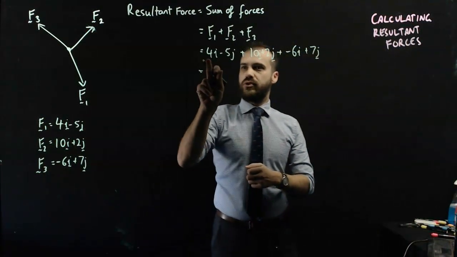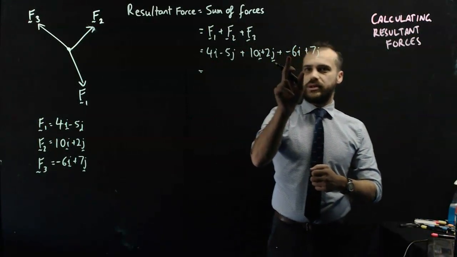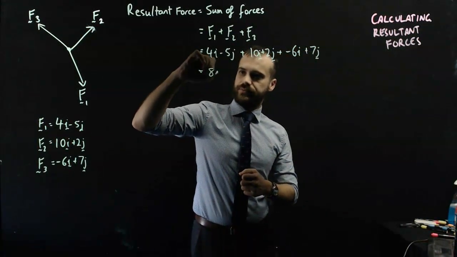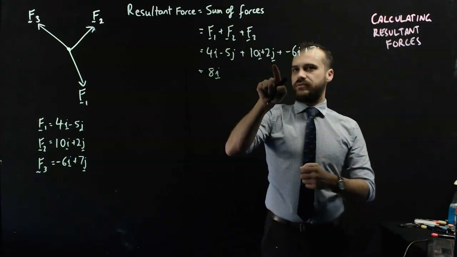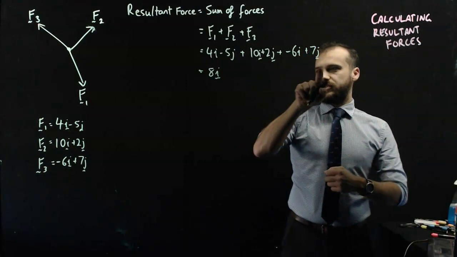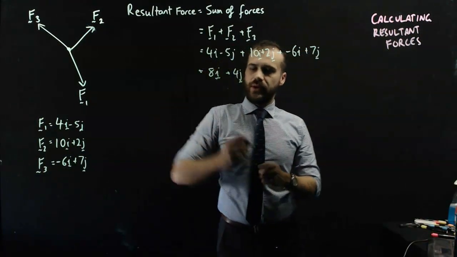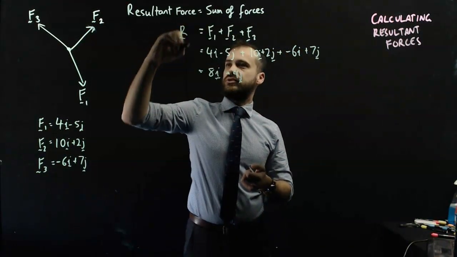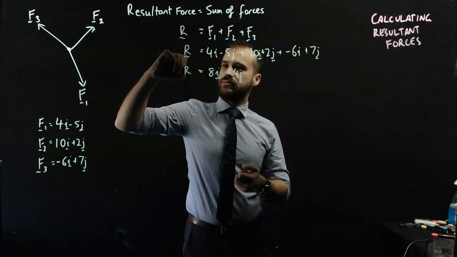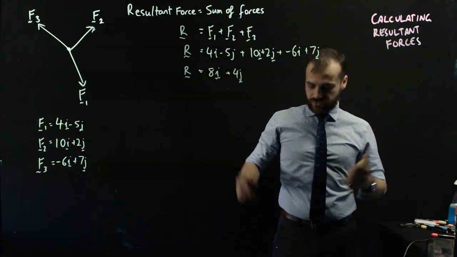Okay, 4i, 10i, negative 6i, that's 14 minus 6, that's 8i. Negative 5j plus 2j is negative 3j, plus 7j is 4j. Really, that's our answer. I should really come up with a resultant force here. Okay, our resultant force is equal to 8i plus 4j.